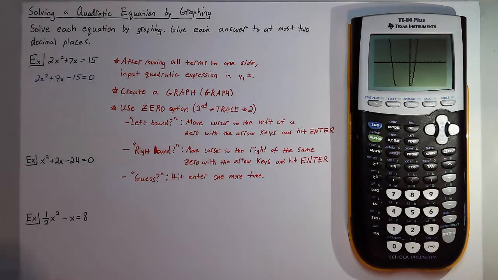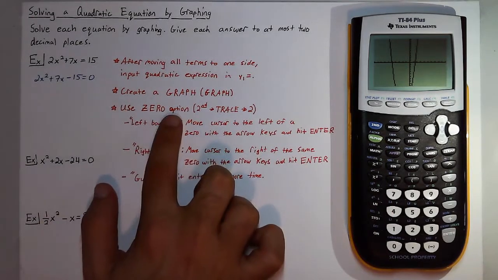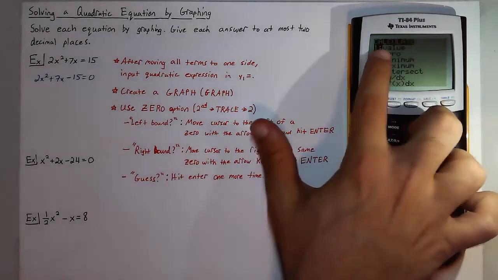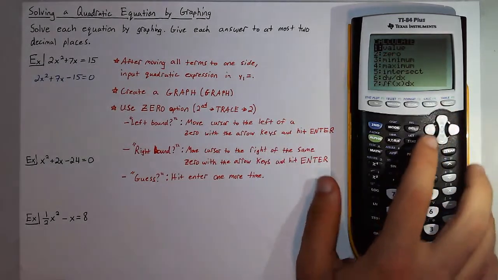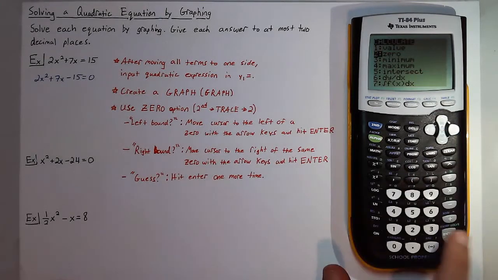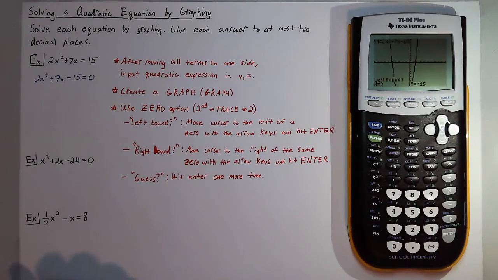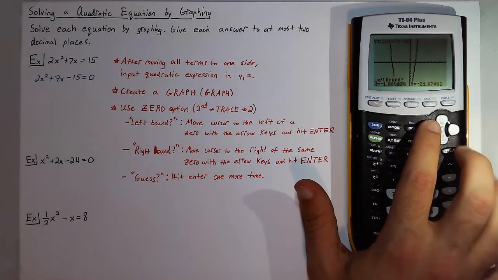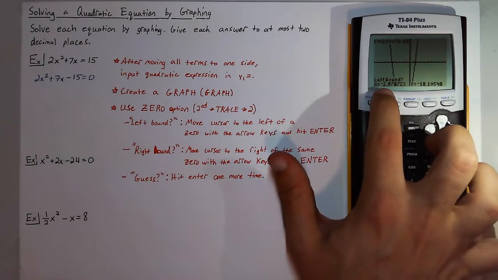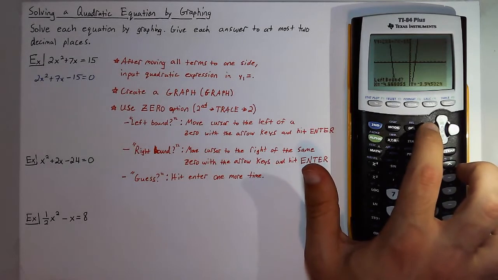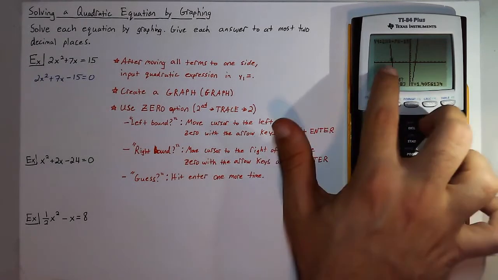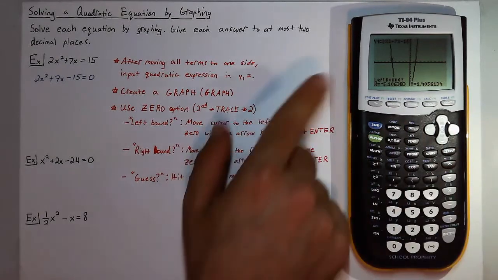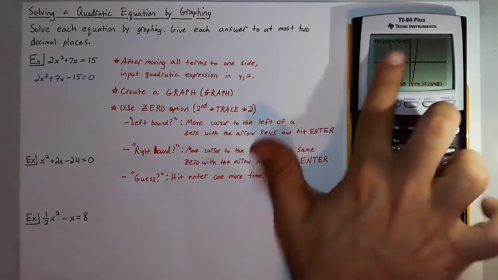Now there's a feature in here called the 0 option, which if you hit second trace, it'll bring you to a calculate menu, and you'll see here the second option is 0. And it'll ask you for a left bound. Now what this means is, let's go to one of the zeros. I'm going to move my cursor to the left. You'll see my x's are changing as I move it to the left. You'll see this little cursor pop up. I want to say left bound, which means move that cursor to the left of the 0. So right now I'm left of the 0.